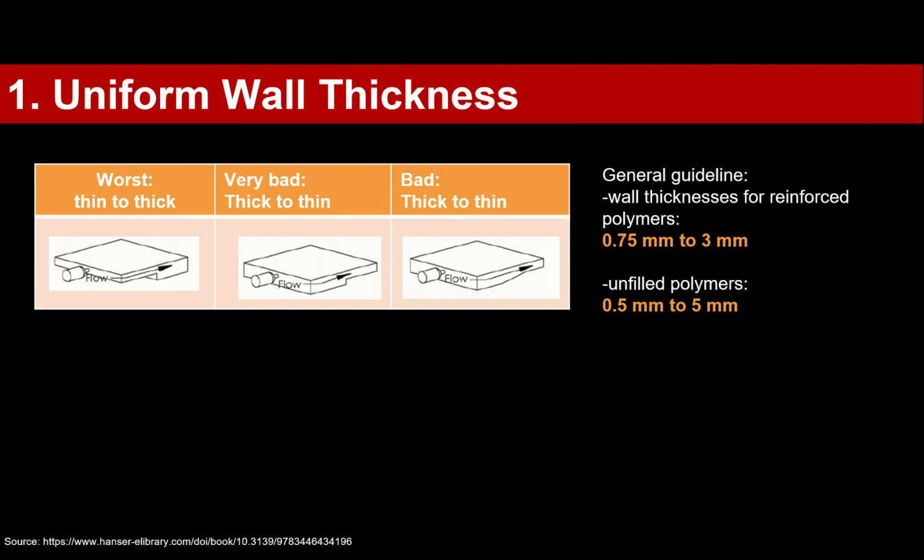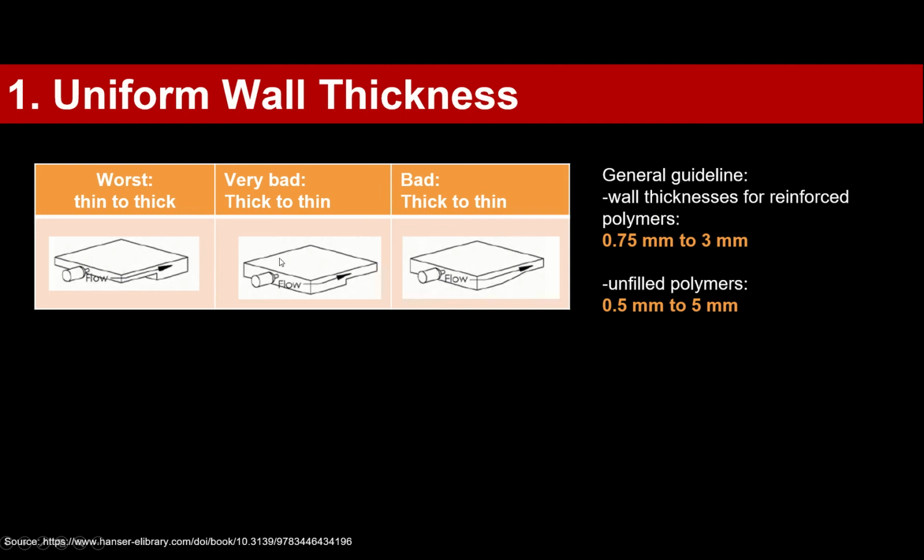This is uniform wall thickness of your plastic parts. So here in the pictures you can see different situations of wall thickness. For example, we have here the worst case scenario on the left, thin to thick. So we gate here and inject here, and here we have the flow. We have a thin section which turns into a thicker section. It's the worst case we can have, and we have to avoid it.